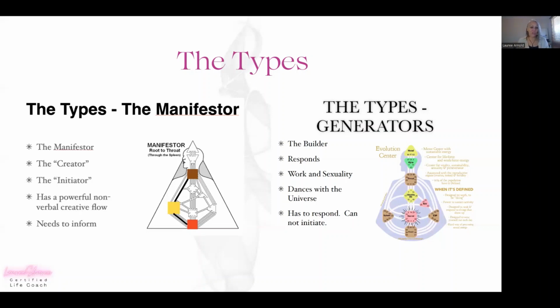That is one of your superpowers. The fact that you can do all that, because as we'll go through, you'll notice some of the other types don't have that ability. So you have this ability to be a manifester, a creator, and an initiator with a highly, highly creative and powerful flow in your relationship.